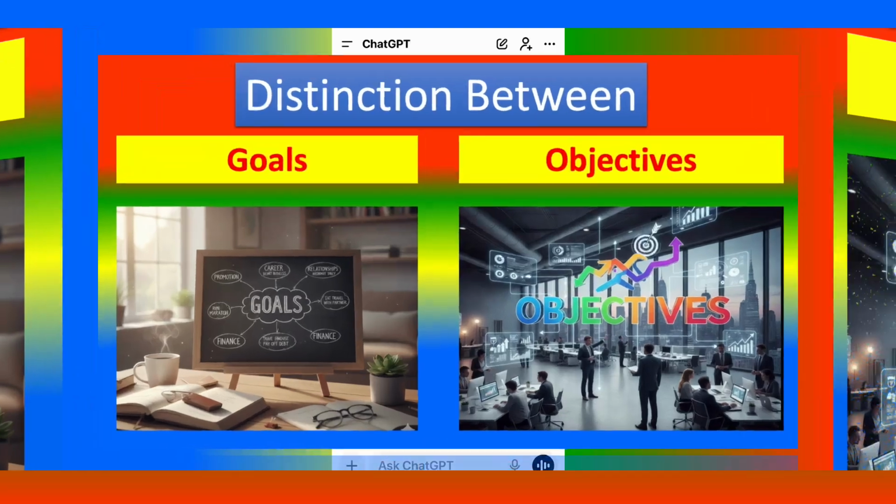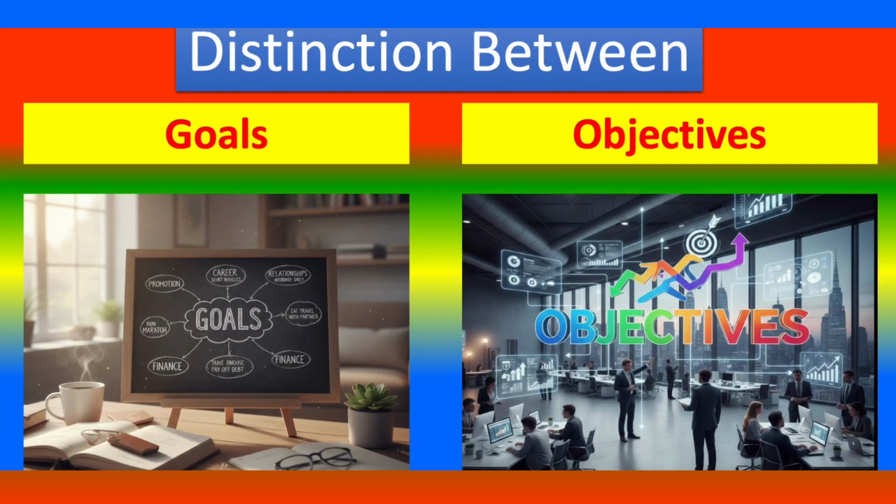Below are 12 detailed differences between goals and objectives, explained heading by heading.